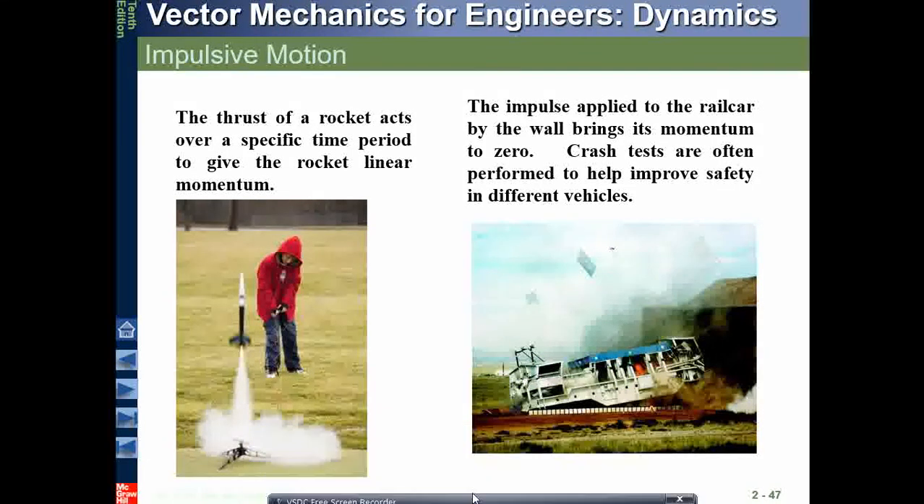Hello everyone, welcome to this lecture series of engineering mechanics in which we are discussing the dynamics aspect of mechanics. We have already gone through the energy methods in which we have discussed kinetic and potential energy methods and how to solve dynamics problems using these methods.